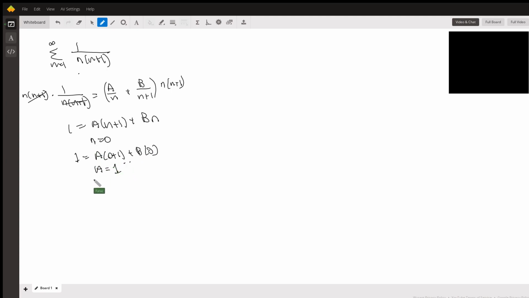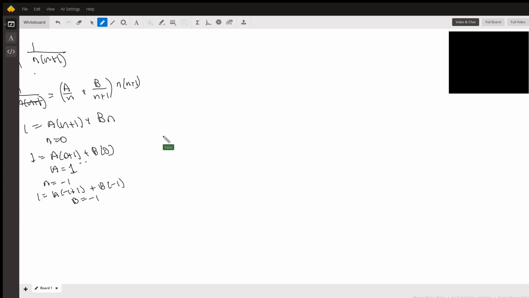Now I'm going to do the same thing, and I want to cancel out this term right here. I'm going to say n is equal to negative 1. I'll plug in the negative 1, and I'll get 1 is equal to a times negative 1 plus 1 plus b times negative 1. And that's going to give me b is equal to negative 1. And what you're going to see is the series is like this. It's going to be 1 over n minus 1 over n plus 1.